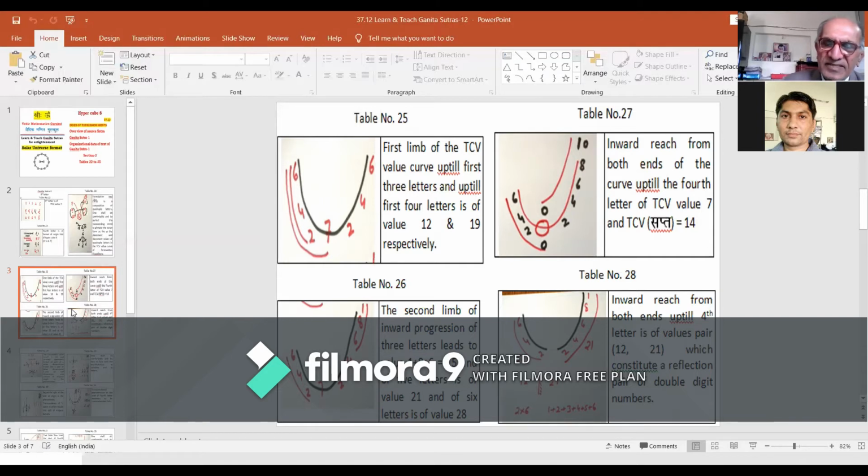Table 26 goes a step ahead and focuses upon the second limb for the inward progression: the first 3 letters of values 186 of summation value 15, the first 4 letters giving us value 19, and the 6 letters giving us value 21.